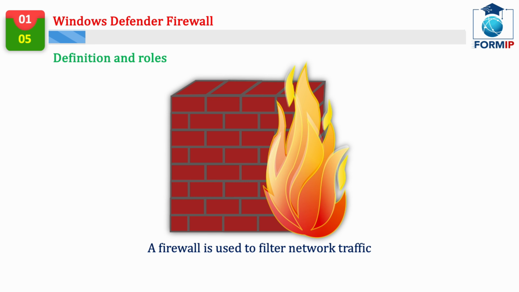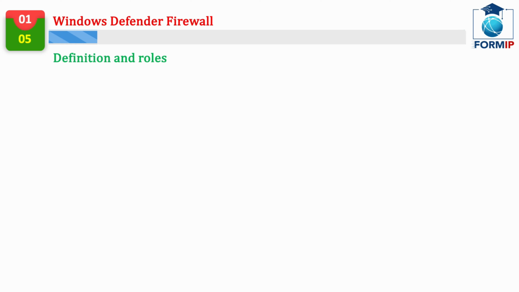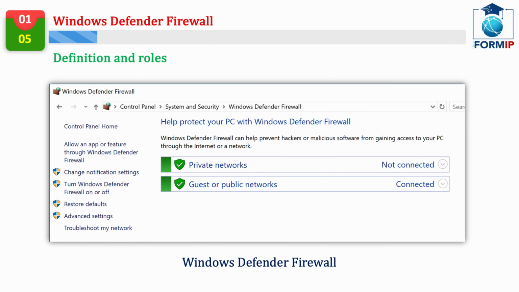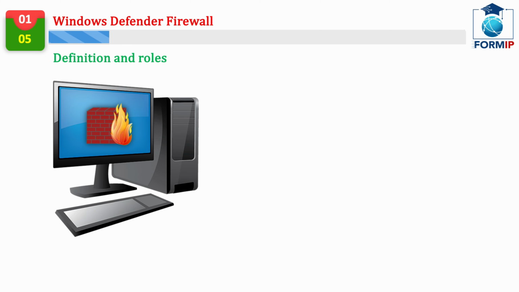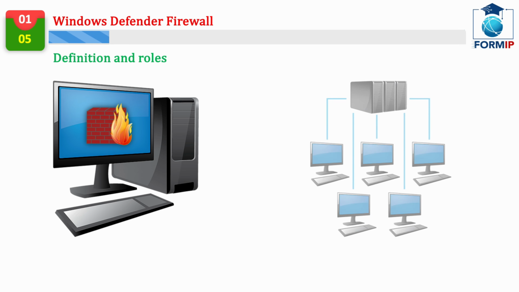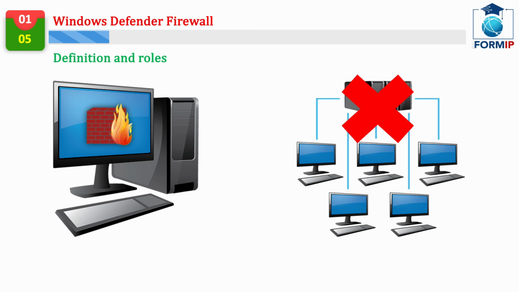In the case of Windows 10, we are talking about the Windows Defender Firewall, which is a personal software firewall. So, what does the word personal mean? Well, it is that the firewall will be used only to protect your personal machine from any external intrusion. This means that it is not intended to protect an entire network.